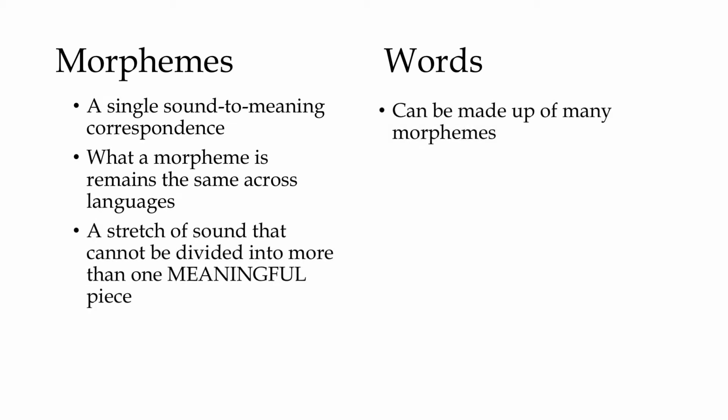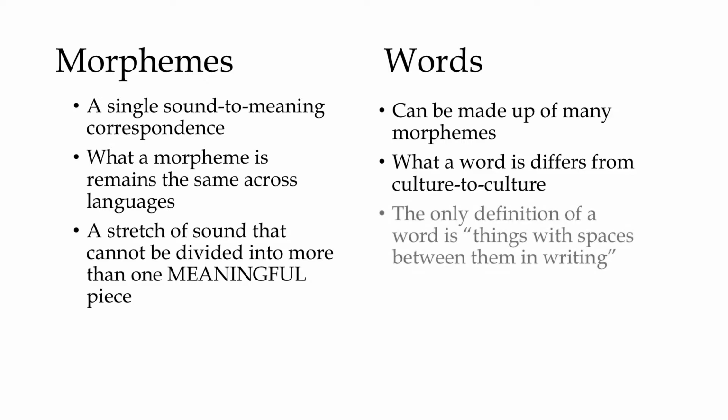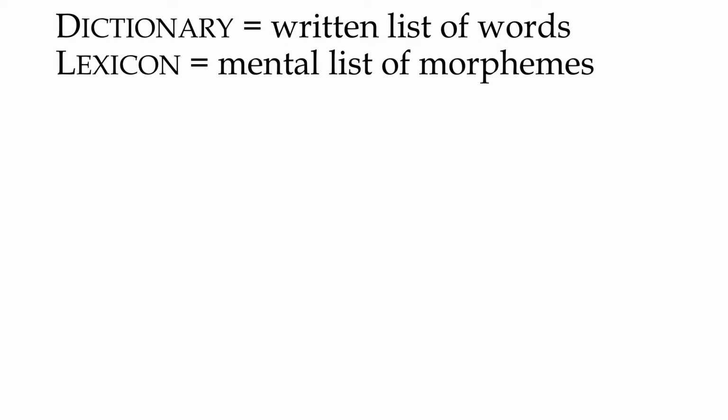Now, words, we saw, could be a single morpheme, could be multiple morphemes. And what a word is actually greatly differs from culture to culture and language to language. We think of words mostly as things with spaces between them in writing. And it turns out that the idea of what is a word is sort of non-obvious. Words sort of came into great consciousness when literacy was invented. So we saw that a dictionary is a written list of words. And the words that I could be looking up, a word like sleepily or even sleepy, could have more than one morpheme.